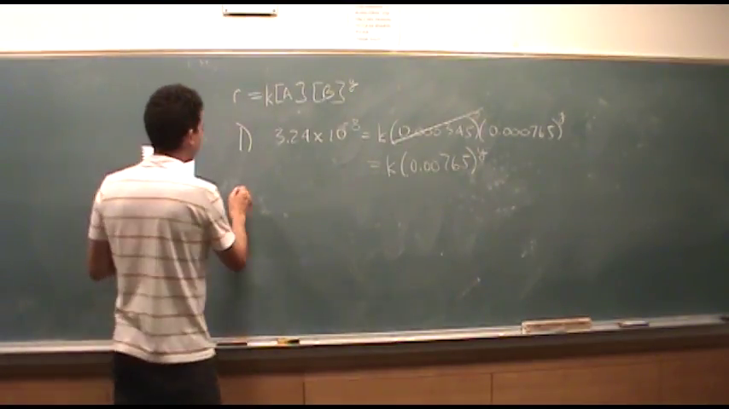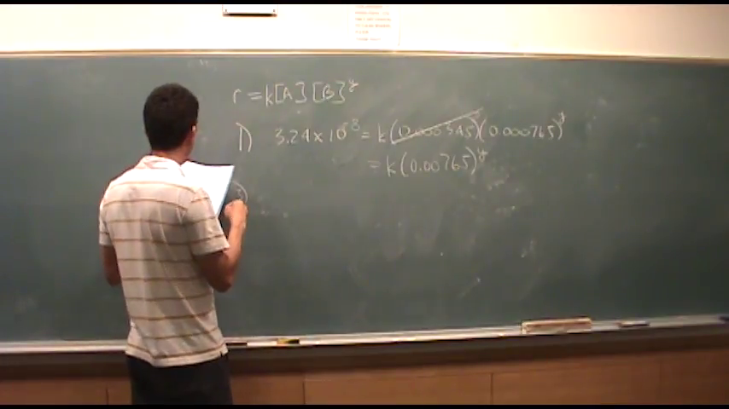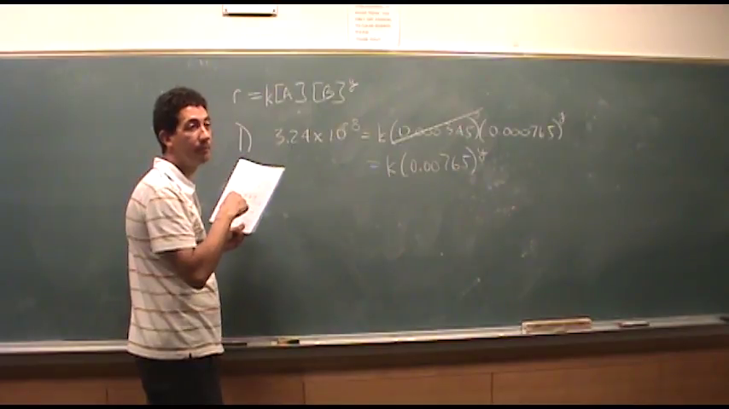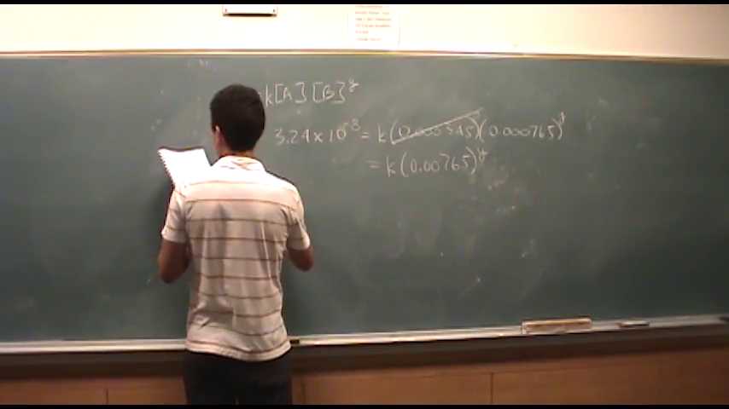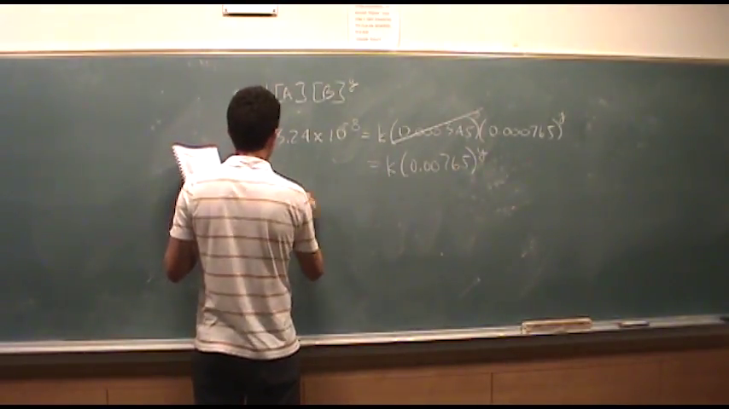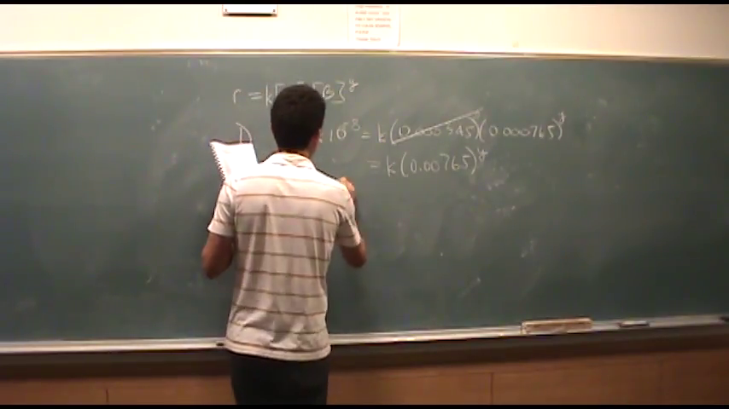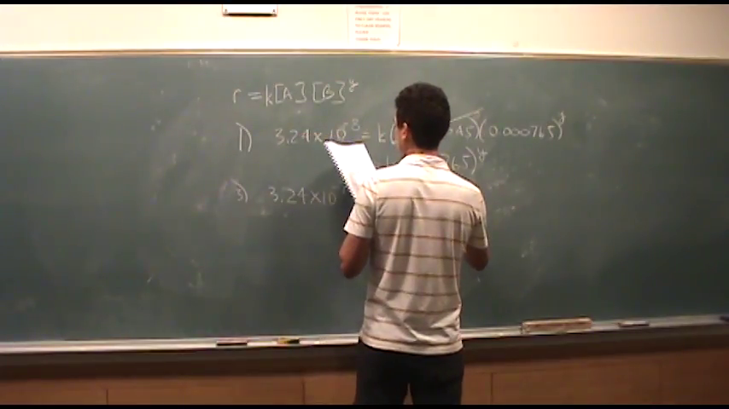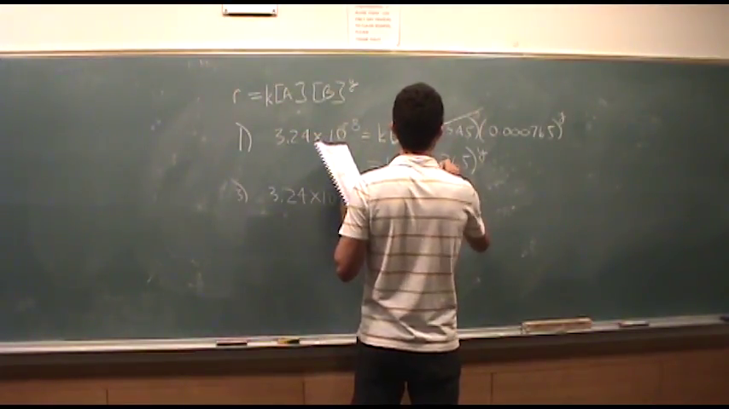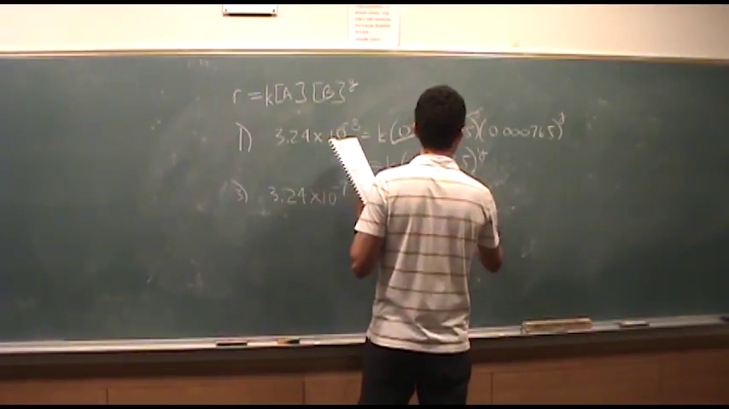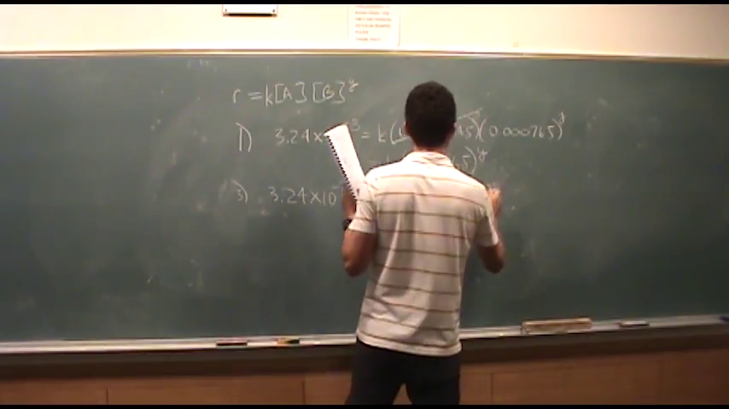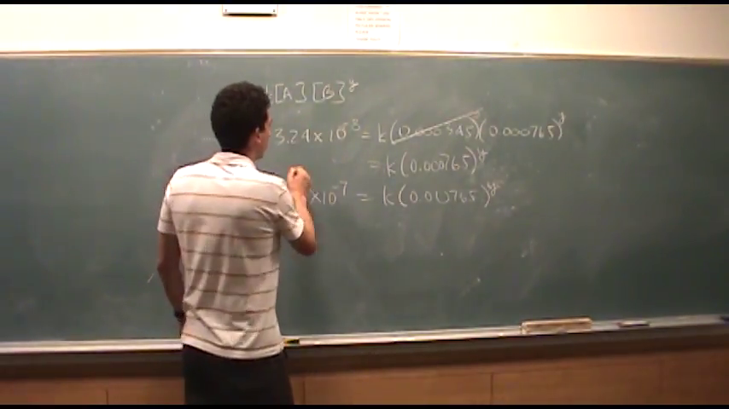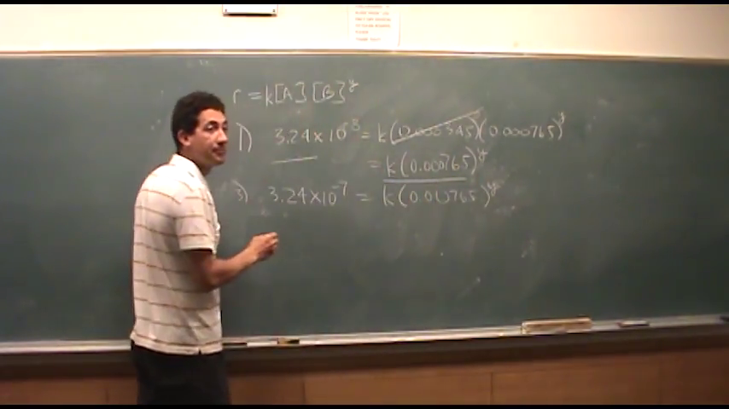Let's write this for trial 3 now, because trial 2 uses the same concentration as trial 1. So for 3, we got 3.24 times 10 to the minus 7 equals K times 0.00765, I missed the 0 here, to the Y. Let's divide this and this.